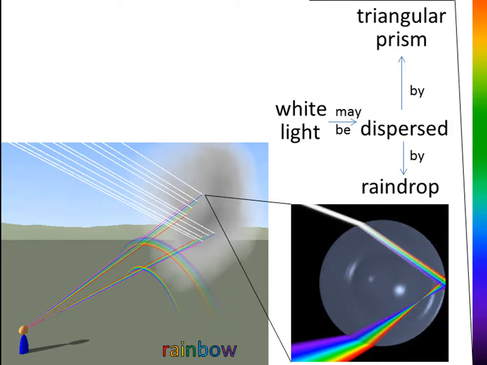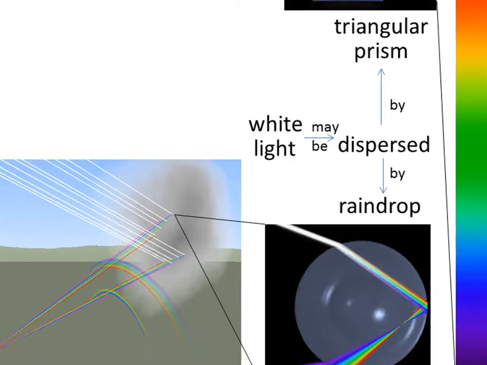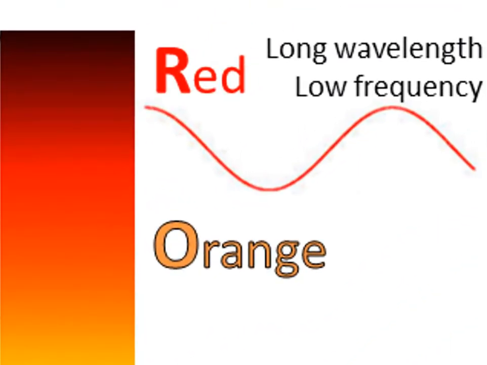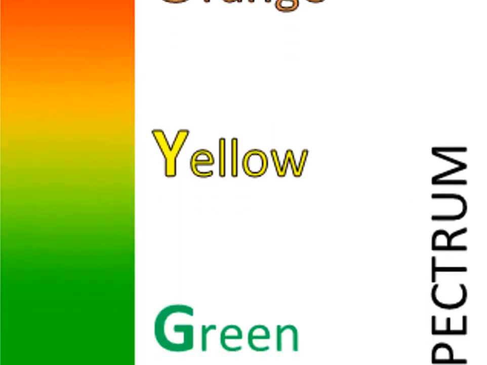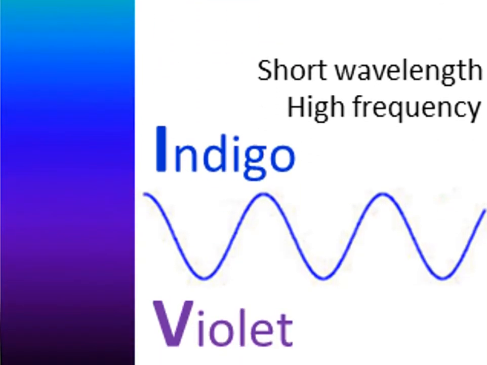And the reason why they bend to different amounts is because the different colors have different wavelengths and frequencies. Red light has the longest wavelength and the lowest frequency of the colors of the visible spectrum. Violet light has the shortest wavelength and the highest frequency of the colors of the visible spectrum.